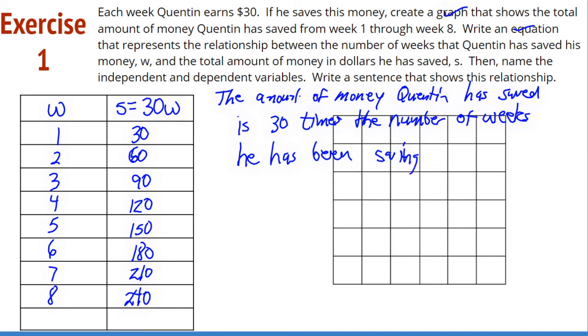And I could say 30 times greater the number of weeks he has been saving. But the big thing here is I've written a sentence that describes that equation.